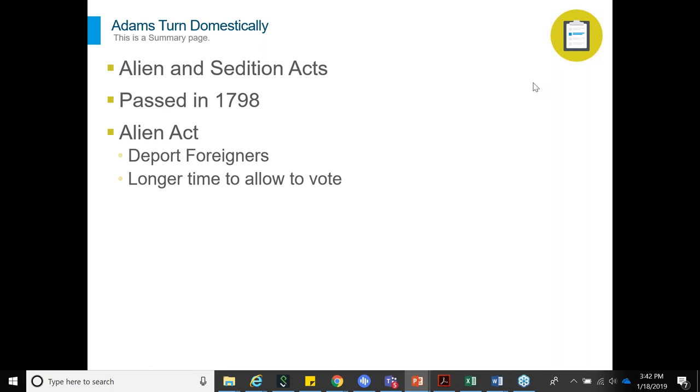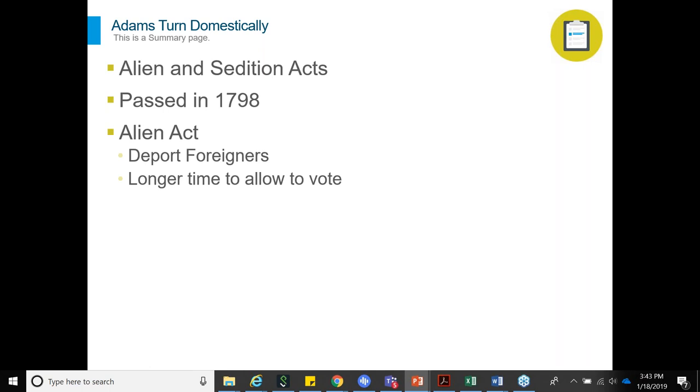And again, this has happened in multiple years, multiple times. During World War II, there was a relocation of Japanese Americans. There was discrimination against Russians and other Eastern European immigrants during the Cold War. There was discrimination against Germans and Italians during World War I as well.